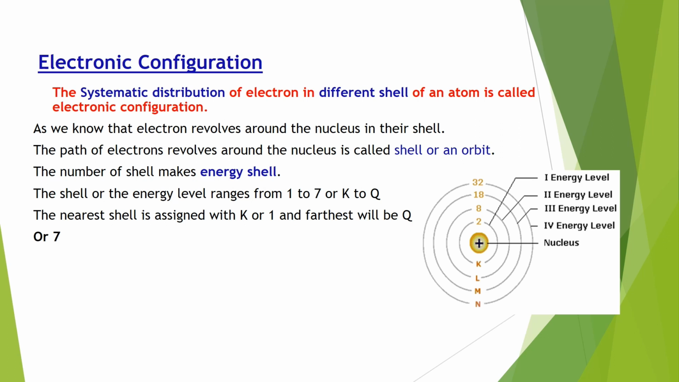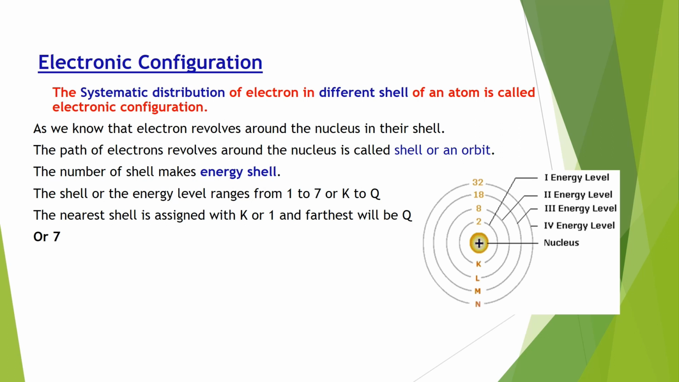Now, as we know, electrons revolve around the nucleus in shells, and the shells are the paths in which electrons revolve. The number of shells makes up the energy levels. There it is written shell, please correct it, it is energy level. So, the number of shells around the nucleus of an atom gives the energy level. The shell or energy level ranges from 1 to 7.